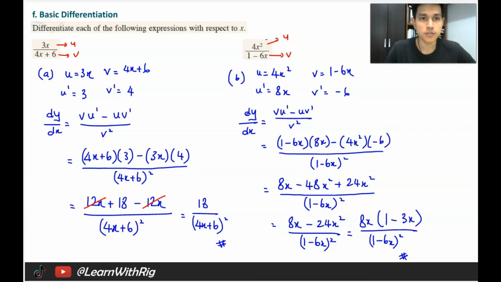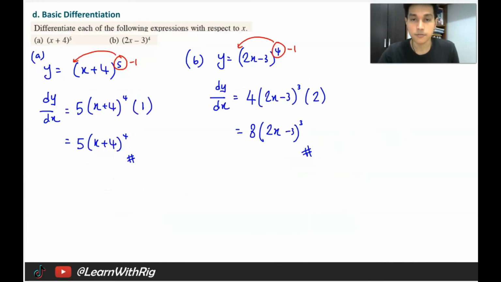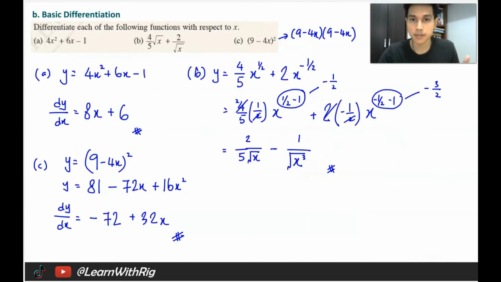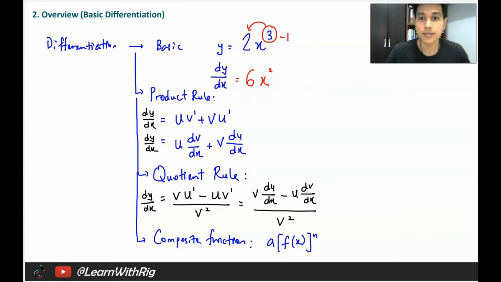Alright, so that is all for differentiation. Not the whole chapter yet, this is just part 2, but we have covered the basics of differentiation. Let me recap. We have the basic differentiation, which I told you all, multiply the front one and then minus, the most basic way, and then you have product rule and quotient rule, which you just have to use the formula. And then the last one is composite function.